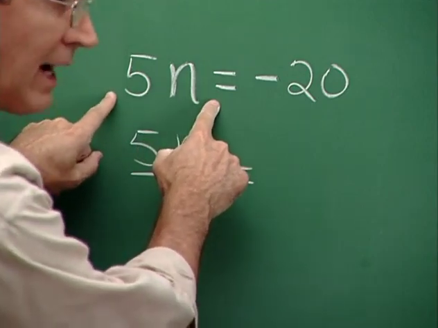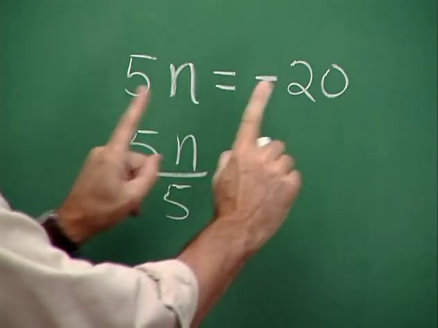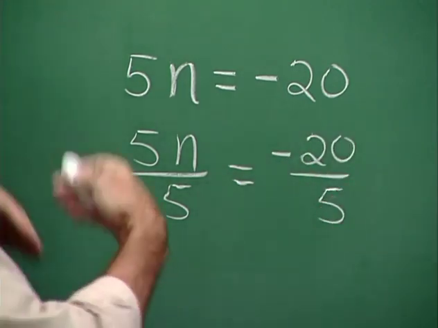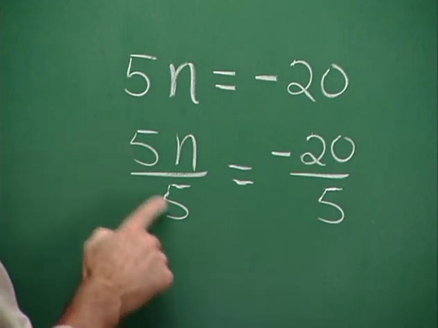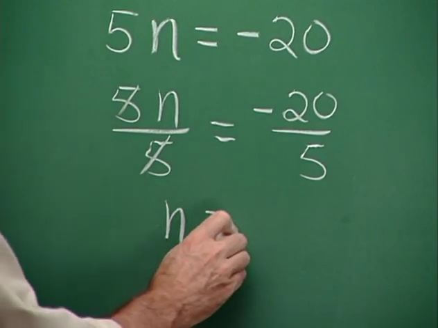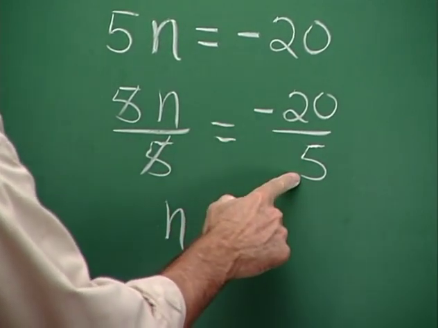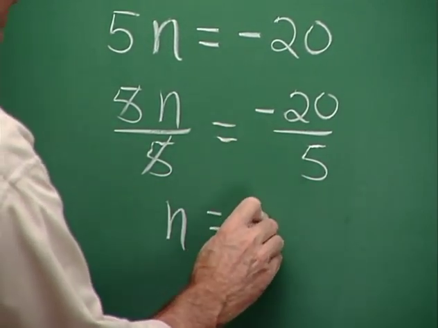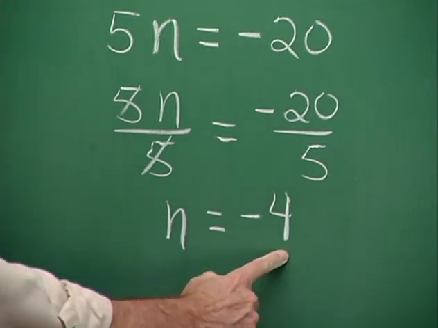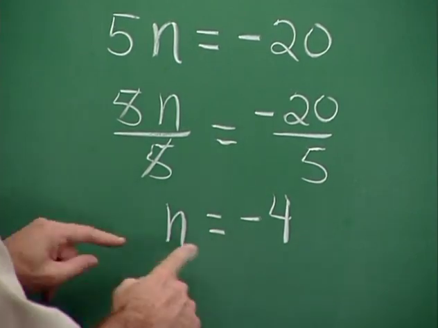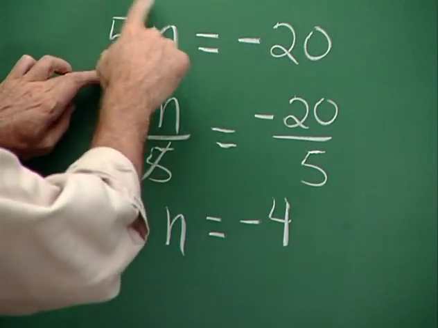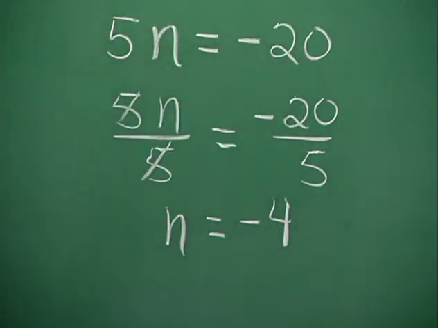We're going to divide by 5. And now show what we're doing on both sides of the equation. And it looks like this. And now perform the indicated operation. When we divide by 5 here, these cancel and we have n on the left. On the right, we have negative 20 divided by 5. Signs are different. We get a negative result. 20 divided by 5 is 4. n is negative 4. And once again, we can check this. If we replace n with negative 4, we have 5 times negative 4, negative 20. Negative 20 equals negative 20, a true statement.